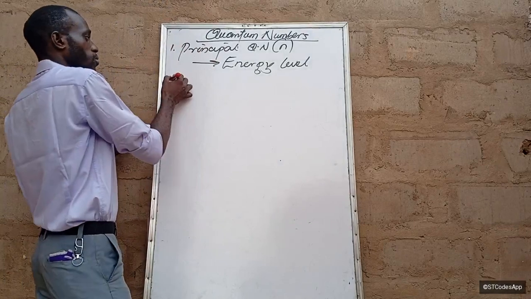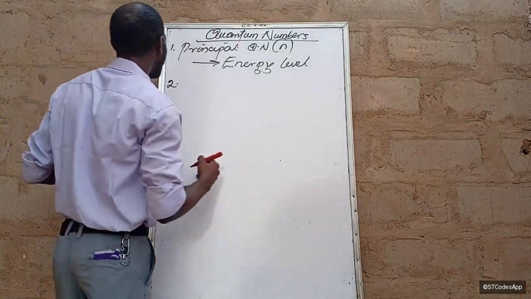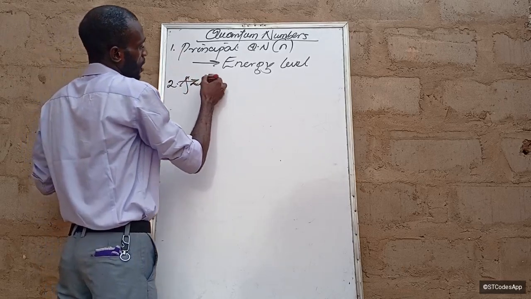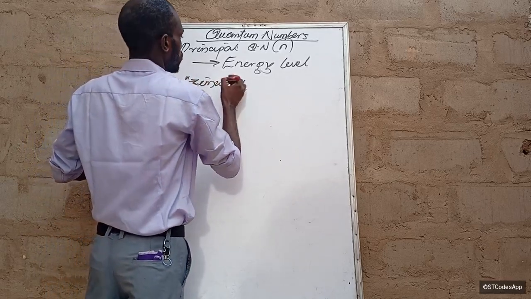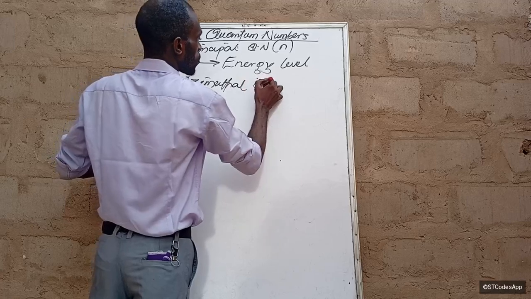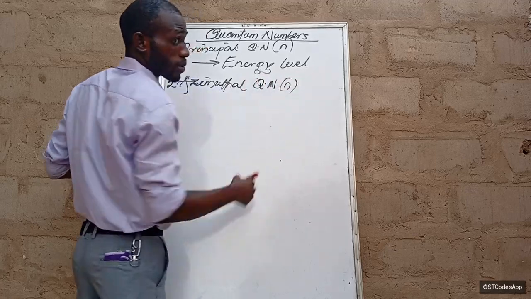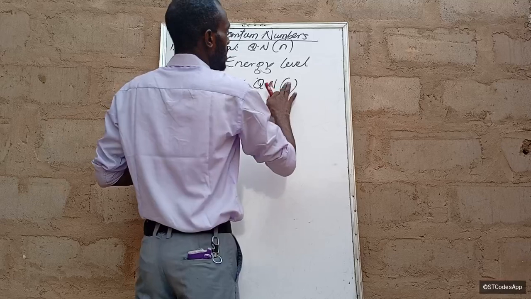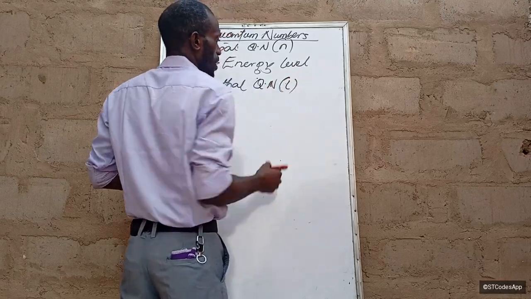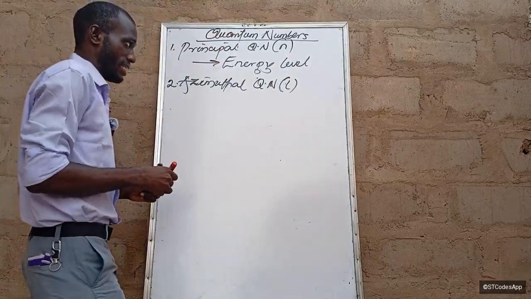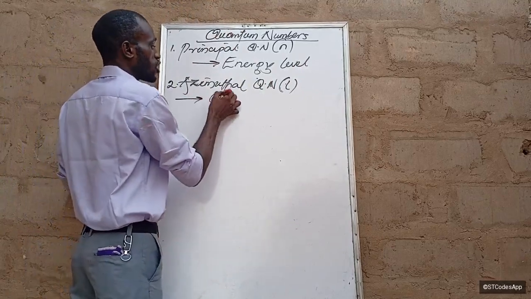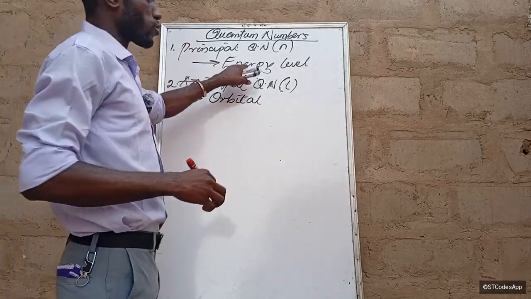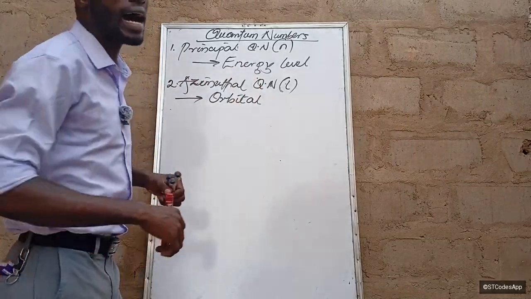Now the second quantum number you want to learn is the azimuthal quantum number. The azimuthal quantum number is also called the angular momentum quantum number, or the subsidiary quantum number. It is designated by small letter l, and it is the one that tells us the orbital in which we can find the electron. The principal one tells us the energy level; this one tells us the particular orbital.